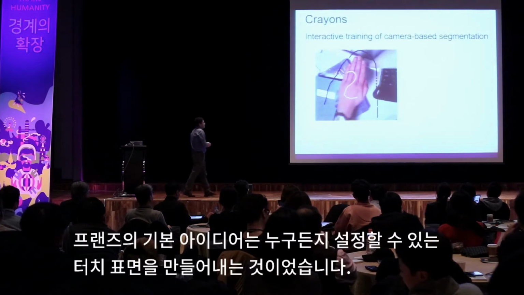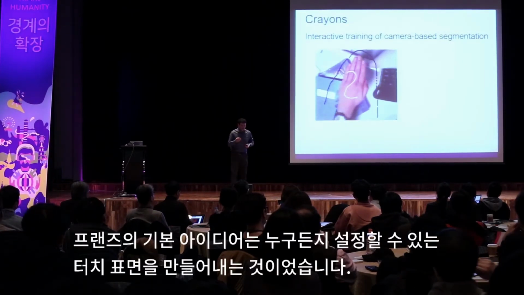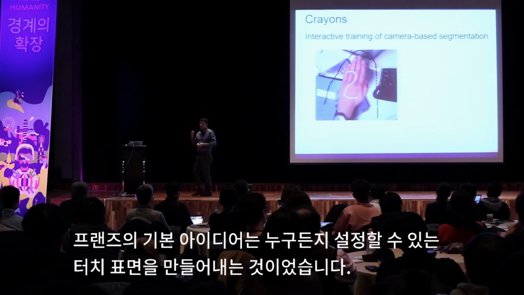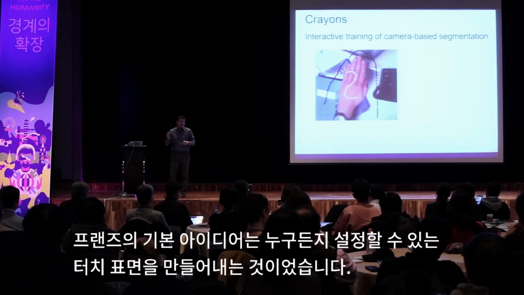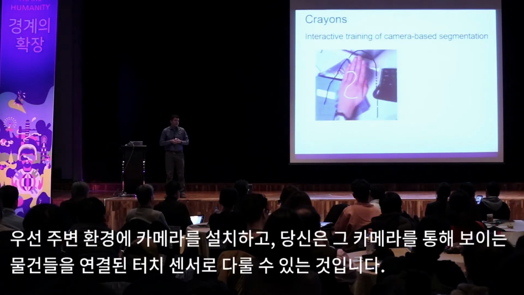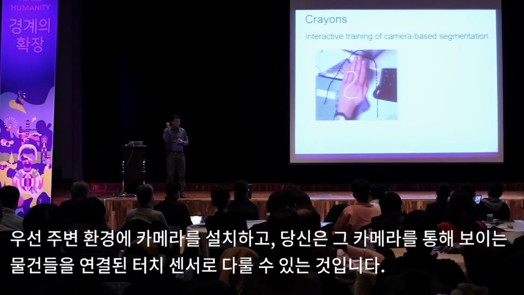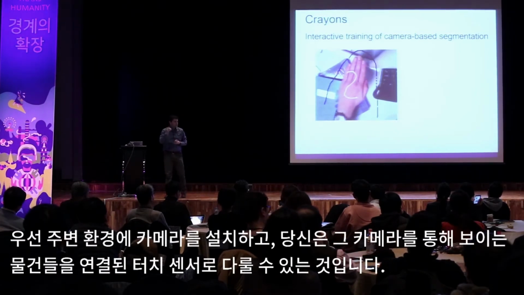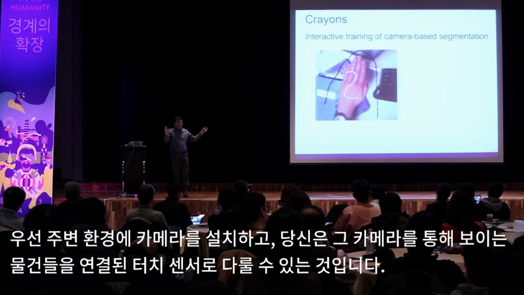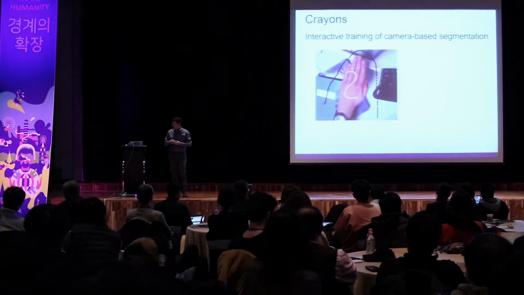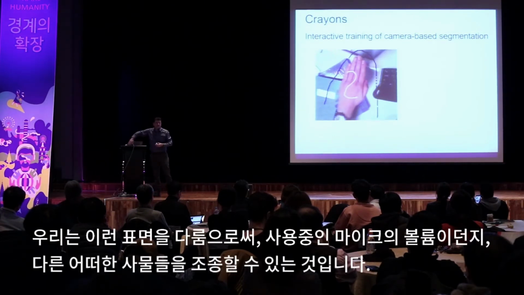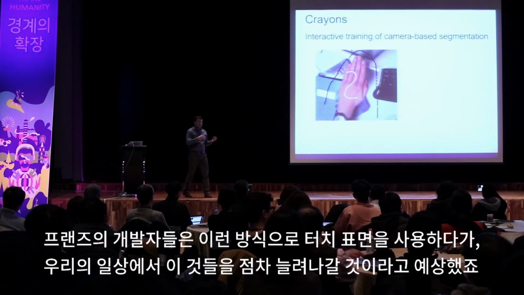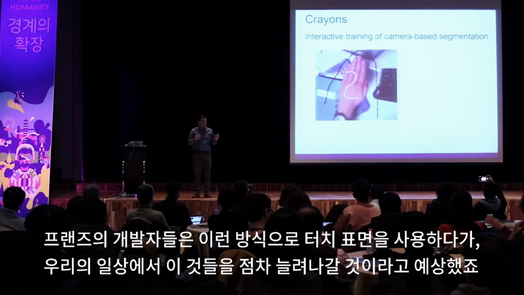And so the basic idea behind Franz was that they were trying to create everyday touch surfaces that anybody could configure. And so the idea was that they would put a camera in an environment and that you could then configure things that were seen by that camera to be touch surfaces that would interact with the ubiquitous infrastructure. And so I might configure this surface here to control the volume of my microphone, or I might configure something else. And the idea was that everyday people could do this and augment the surfaces in their environments.